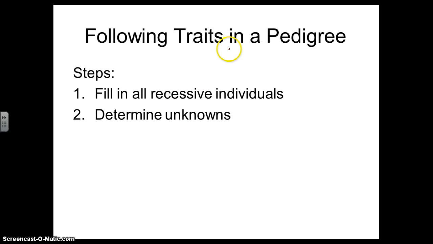To follow traits in a pedigree or to predict the genotype of individuals, the first step is to fill in all recessive individuals. Remember, they have to be little r, or whatever letter you're using, and then use the rest to determine the unknowns. There are possibilities that some people could be more than one genotype, and you can't figure them out based on the data in the pedigree. But the steps are: fill in all the recessive individuals, and then determine the unknowns. So we're going to try a few together.